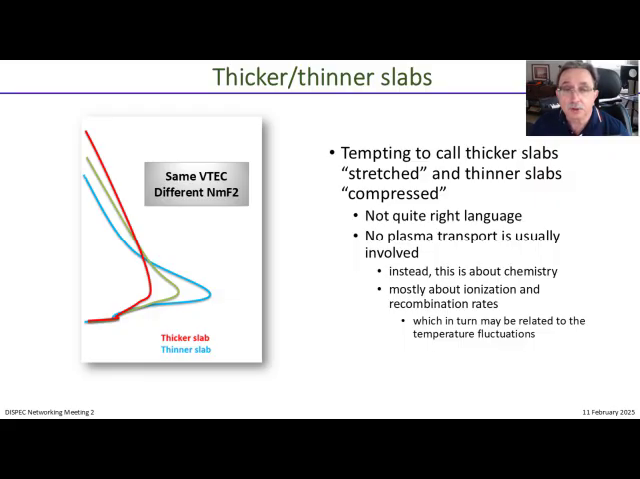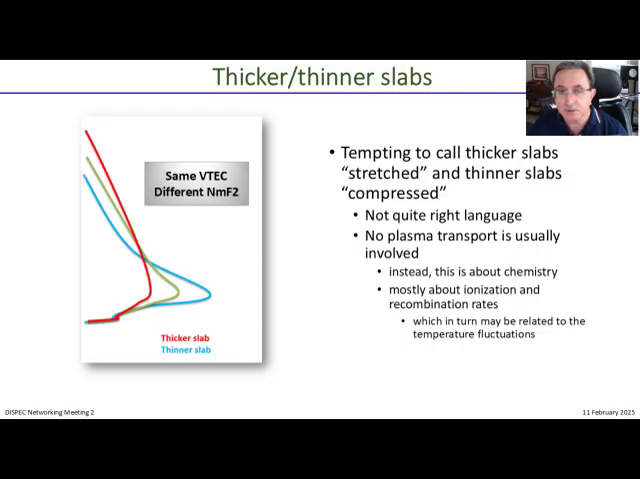Now, if you ever worked on modeling of HF signal propagation, that is important consideration. The slab thickness is certainly effective in impacting the ray tracing. Well, let me be careful here about my language. I said stretched and compressed, describing the tau thickness. But this is not quite what happens in the ionosphere.